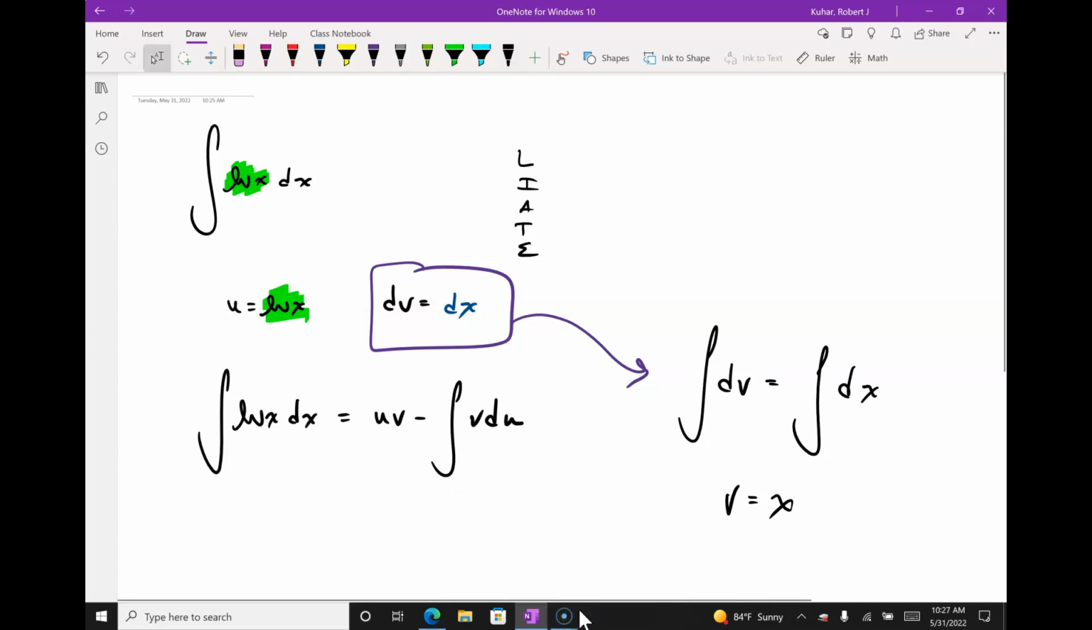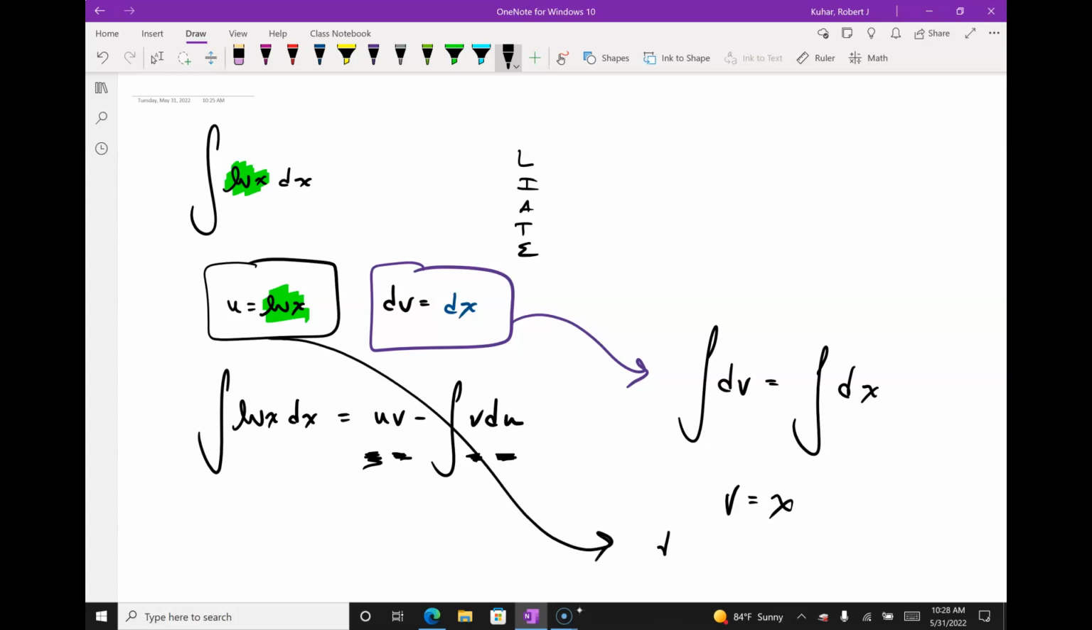All right, look at what I need in my formula. I need a u, got it. I need a v, got it. I need a du. I don't have it yet. How do I get du? I just differentiate. So I pick my u, take the derivative of it to get my du. I find my dv, I take the antiderivative of it to find my v.